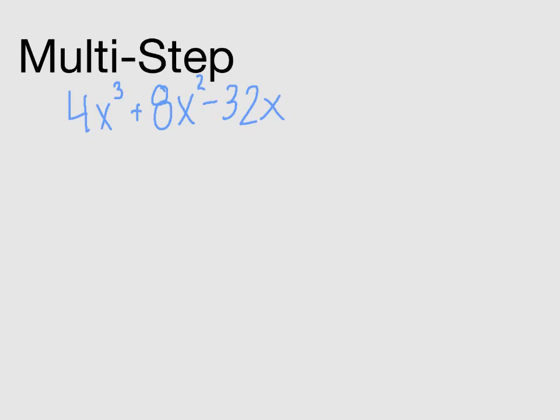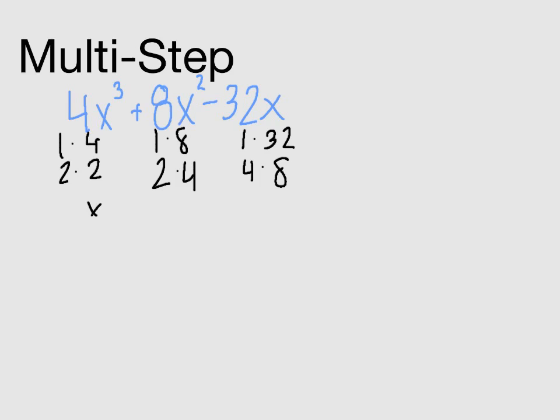Now we are going to factor using multi-step. Our first step of multi-step is to list out our factors and find the GCF. Oops, did one extra x here.